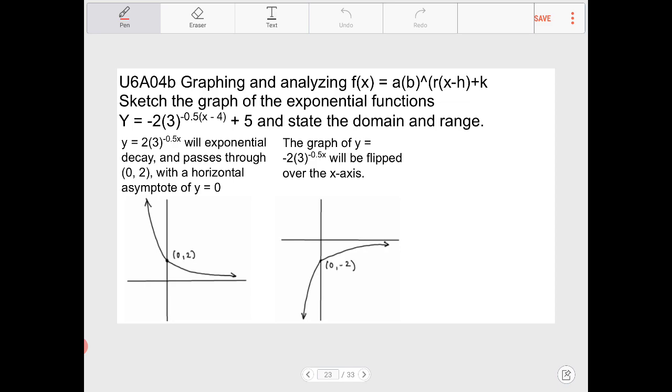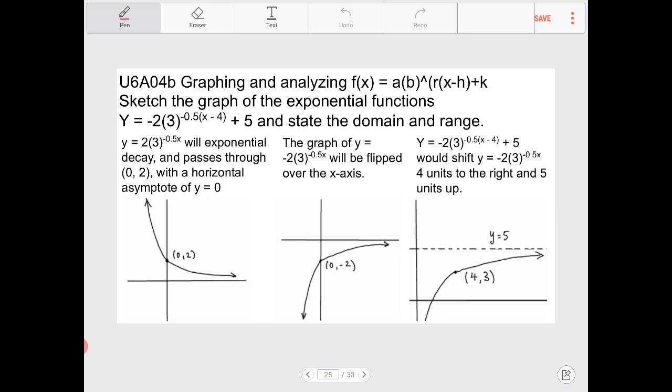And then we're going to be shifting this 4 units to the right and 5 units up. So (0, -2) will end up at (4, 3). And the shape of the graph is going to look like this. The vertical asymptote is now at 5. Not vertical, horizontal. What am I saying? The horizontal asymptote has been moved to y = 5.